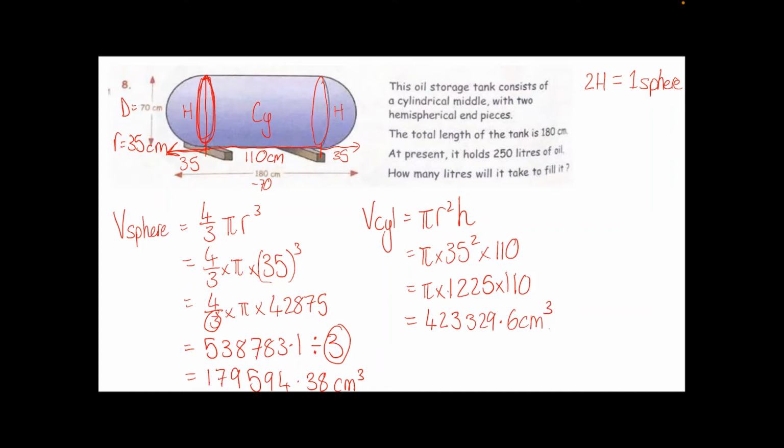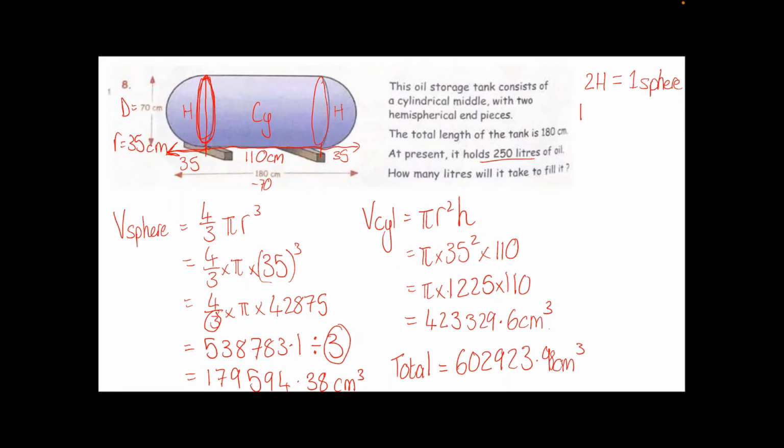We've been told that it is currently holding 250 litres already. What we need to do is work out the total that we can hold so far. So our total volume is just if we add those two things together. So our total volume here is 602,923.98 centimetres cubed. And we need to know how many litres are in our centimetres cubed. So we need to be able to convert that.